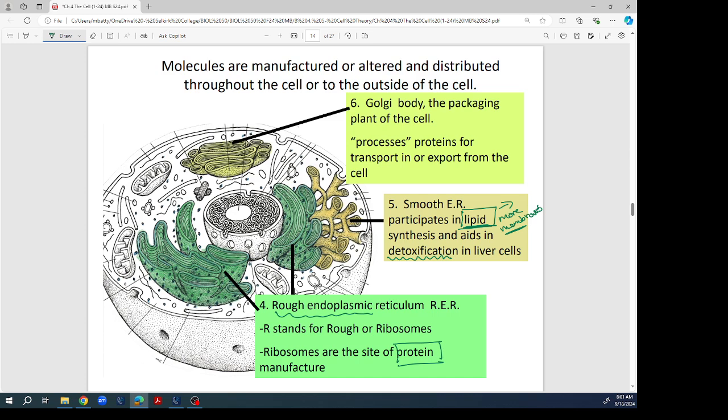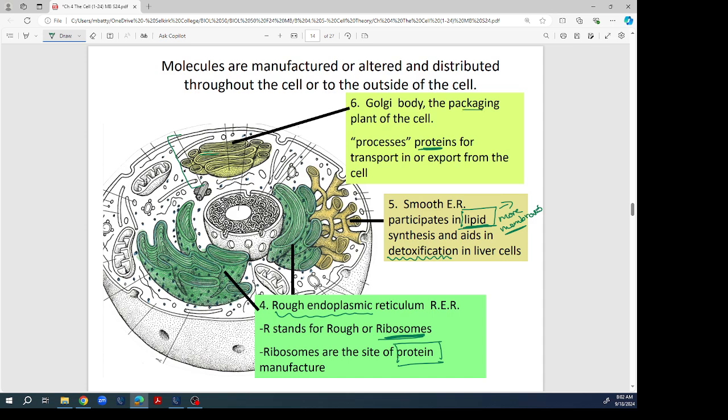So the next one, if we were to talk about this molecule manufacturing, altering, and distribution, beyond the endoplasmic reticulums, we could talk about the Golgi apparatus or a Golgi body. So generally the whole thing is called the Golgi apparatus, and one lobe is the Golgi body. In here, what happens is they take the proteins that come from the ribosomes and basically package them up.